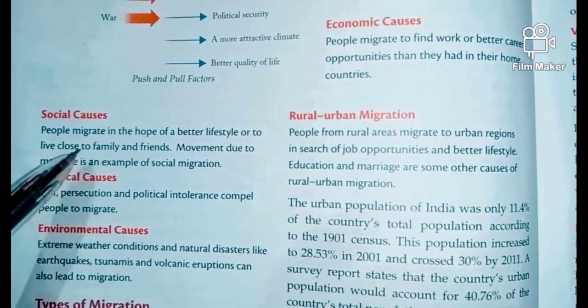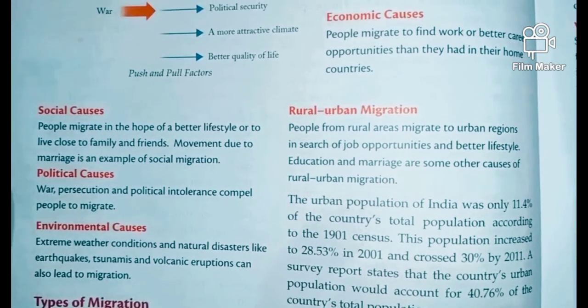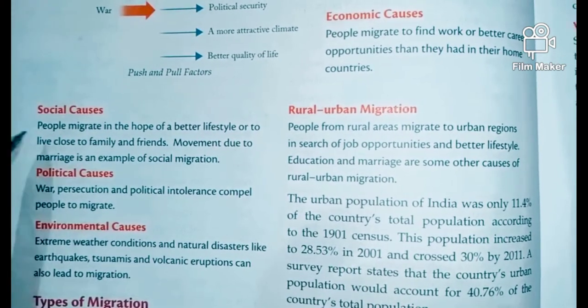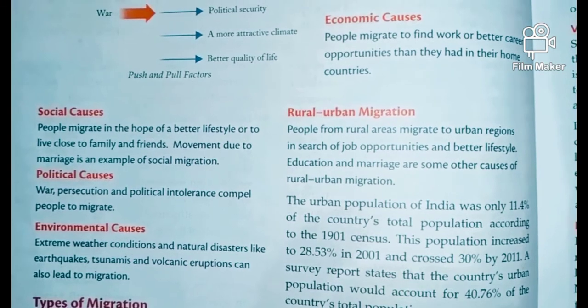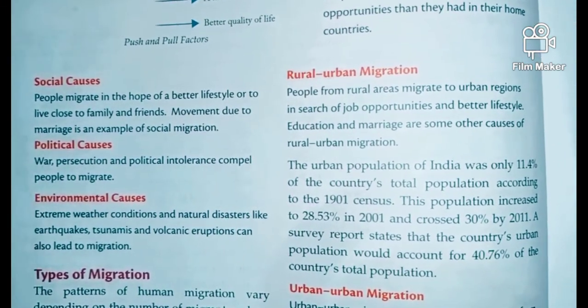Your friends and families are settled abroad, so they are just informing you, or they just want you also to settle there in other countries. So these social causes also help people to migrate from place to place.